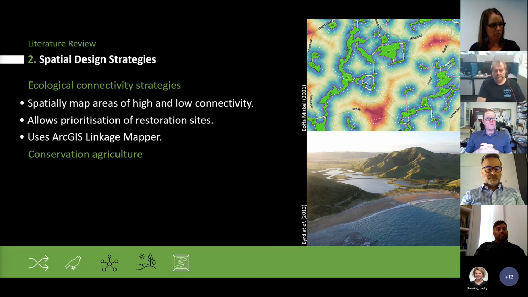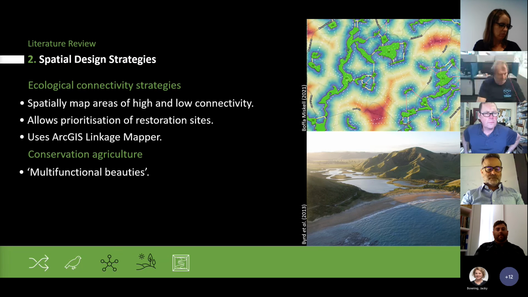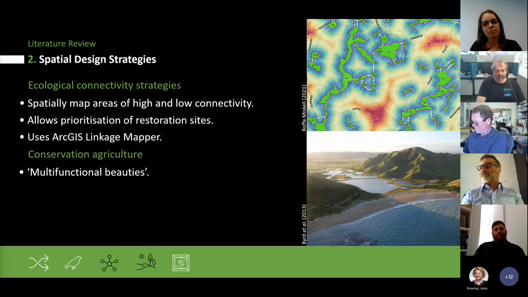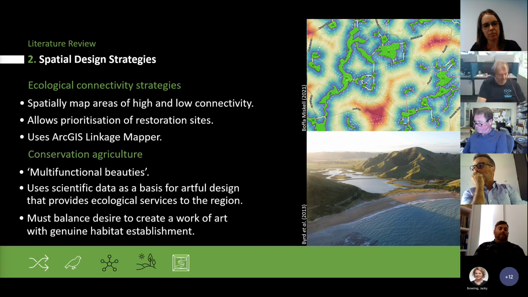And conservation agriculture is the next one, which is described by Elizabeth Meyer as creating a multifunctional beauty of a farm. It uses scientific data as a basis for artful design that provides ecological services to the region. So this is a bit more painting on the landscape, if you like, doing nice swirly lines, architecturally beautiful kind of things. However, the desire to create that work of art must be balanced with creating genuine habitat.